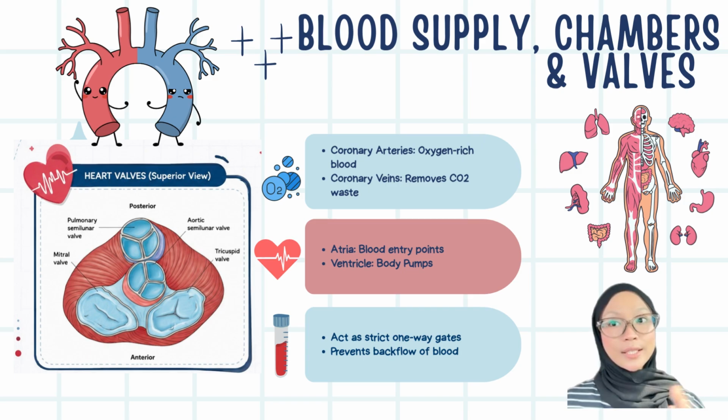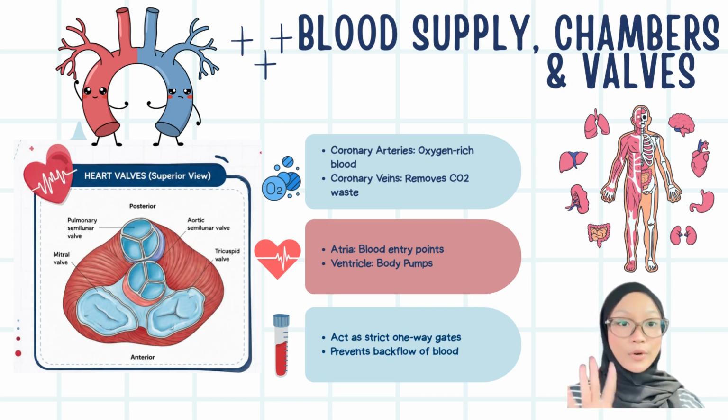So, moving on to the chambers of the heart. The heart is divided into 4 chambers. First, we have the atria, which are the 2 upper chambers where all the blood enters the heart. Below the atria, there are the ventricles, the 2 lower chambers that actively pump blood through the entire body. To keep this blood flowing in the correct direction, the heart relies on a brilliant system of 4 valves.